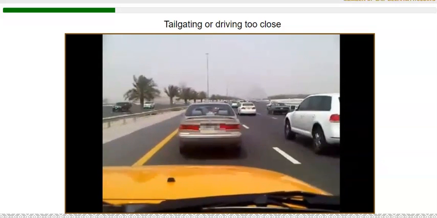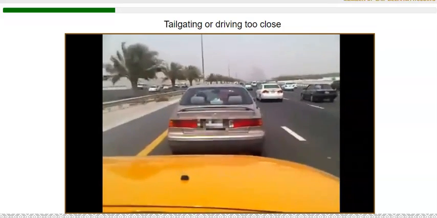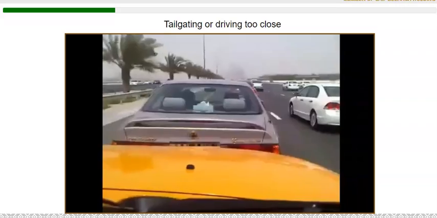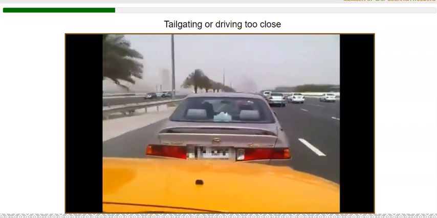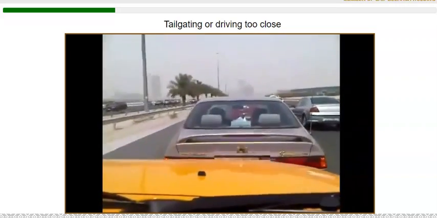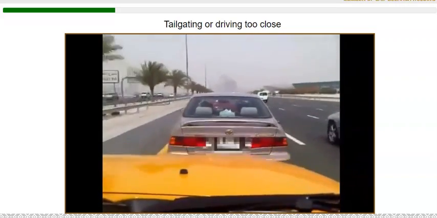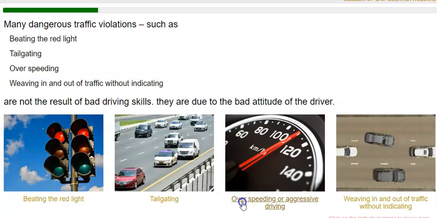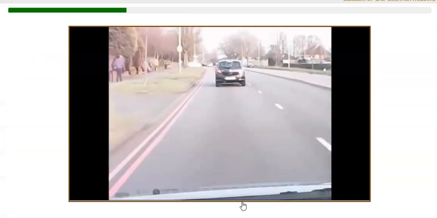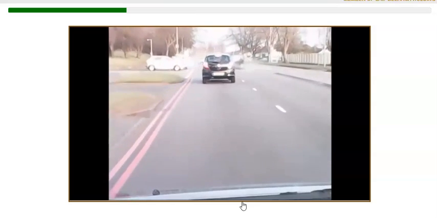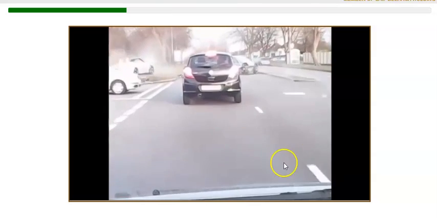That's the example of tailgating or driving too close to the car in front. Now, this can even cause the driver who's in front of you to change the lane or take a wrong decision, which can cause even an accident. Or in case you put an emergency brake, there are chances of crashing. Let's see the example of over speeding. See, this can cause an accident.